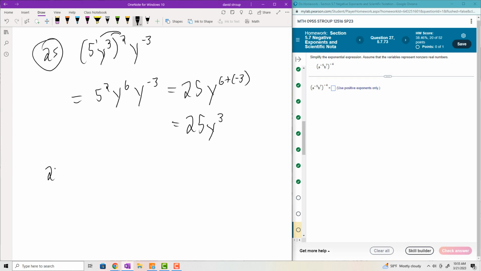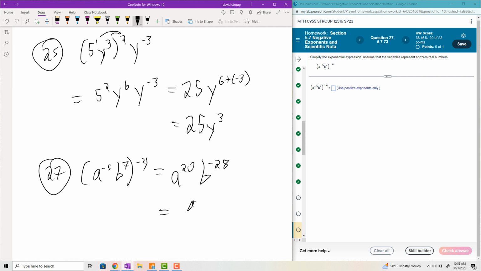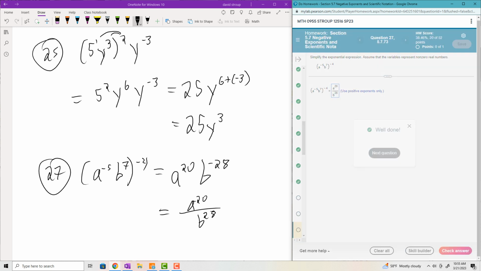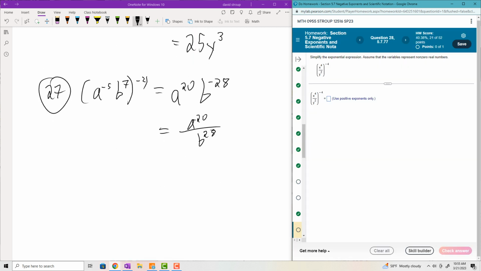Okay, let's try 27. I have a to the negative 5, b to the positive 7, raised to the negative 4. So I'm going to multiply the exponents. I'll have a to the positive 20, b to the negative 28. And then get rid of the negative exponents by moving up or down. So I'm going to move the b down and change the sign of its exponent. So it's just multiplying the exponents and then moving up and down.